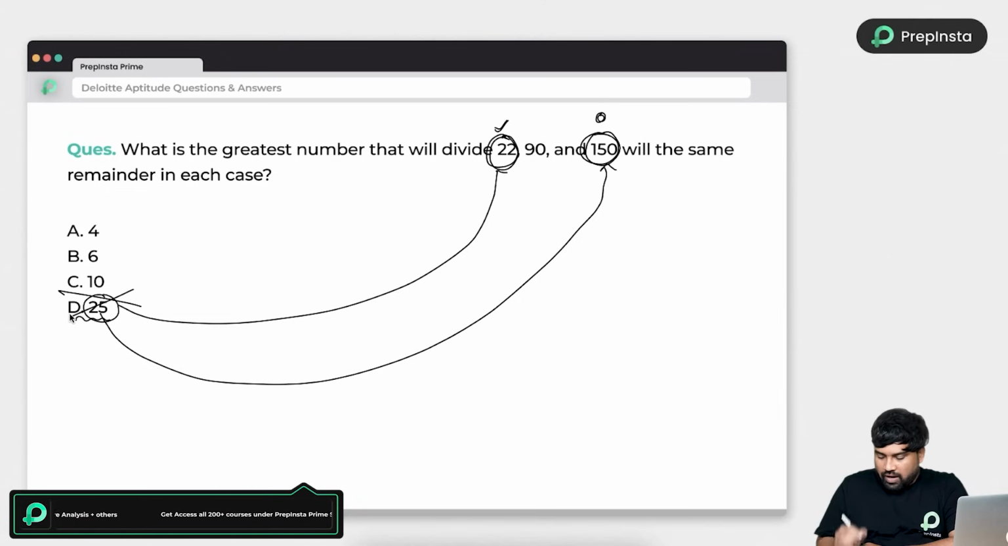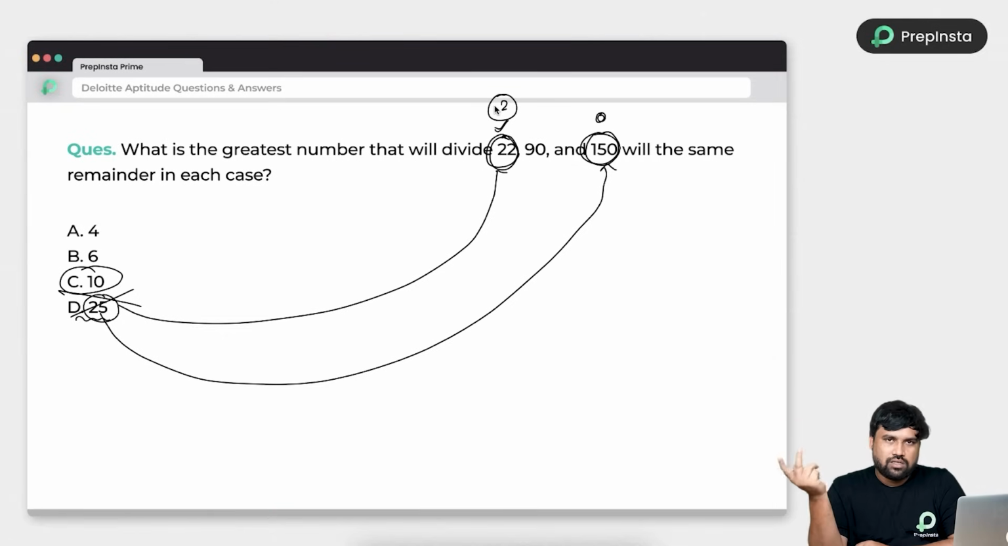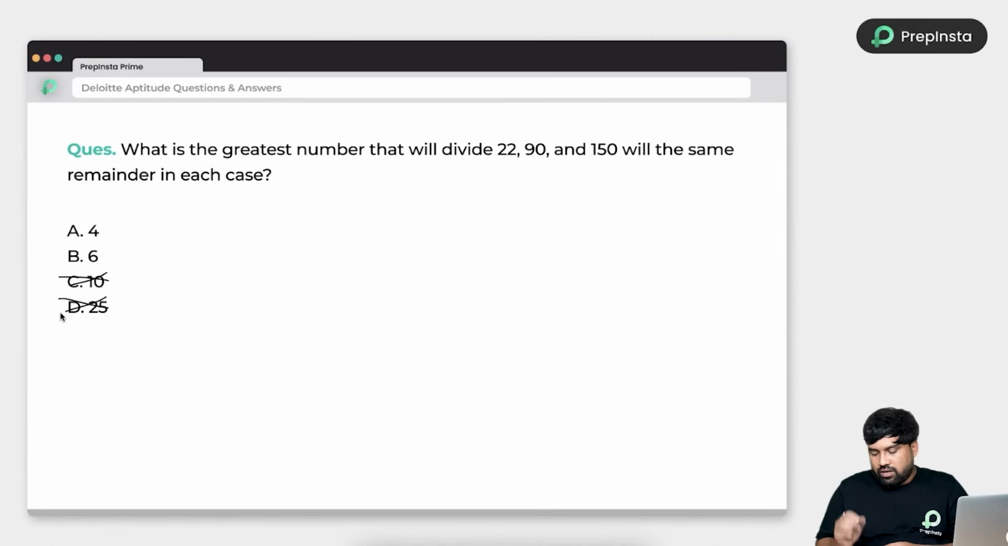So your answer cannot be 25. See, logical approach. Simple, right? And 10: if you divide by 10, the remainder for 22 is 2. Why? Because it will cancel up to 20 and it can't cancel the last 2, right? But if you divide 90 and 150, 10 exactly will divide. So simply I am saying your answers are not option C and option D.